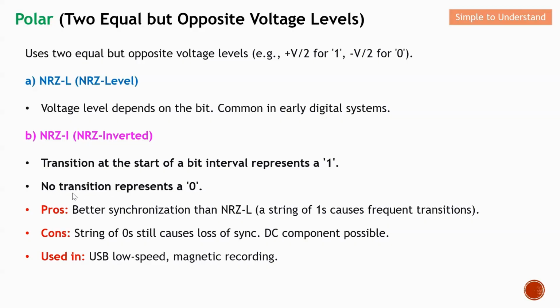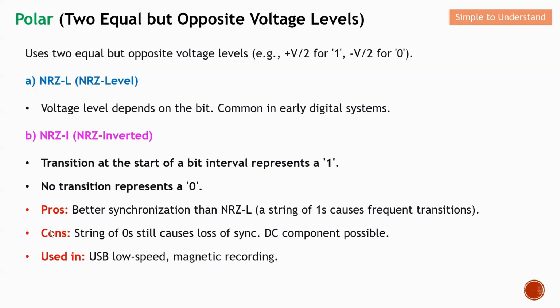Coming to the advantage of non-return to zero inverted, basically it has better synchronization compared to non-return to zero level. Let's say it's a string of 1s. If you still remember, if there's a 1, I need to do a transition, which means I need to change the state from high to low or low to high. So I will not have any issue if the data is continuous 1s, because I will have some form of transition. I will not lose synchronization.